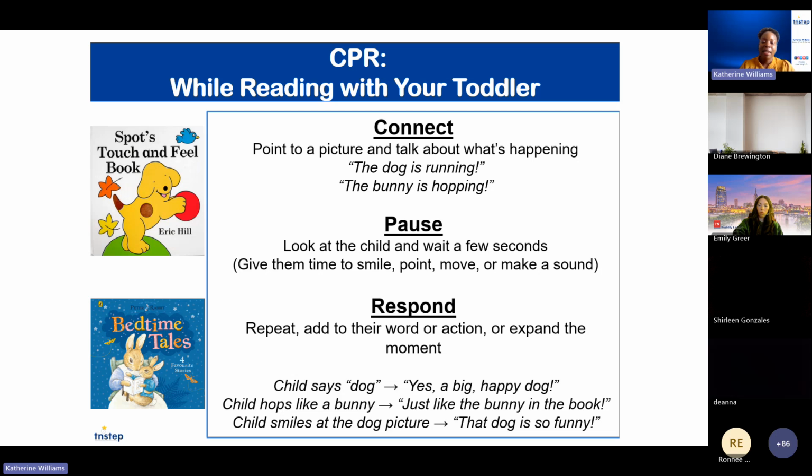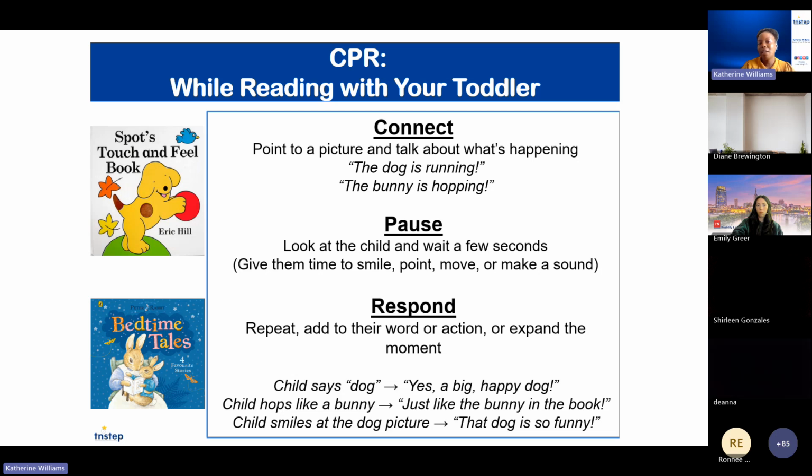So an easy way to think about this is using an acronym, CPR. So essentially, you want to connect, pause, and respond. So we've taken everything from the previous slide and put it into these 3 different areas. And these are just some examples of how that could look. So connecting, pointing to a picture and talking about what's happening. Oh, the dog is running or the bunny is hopping.